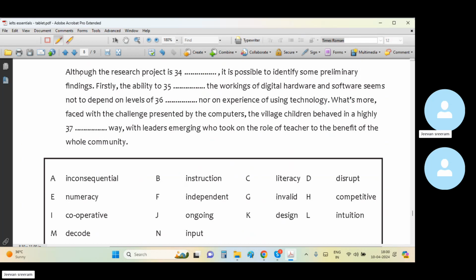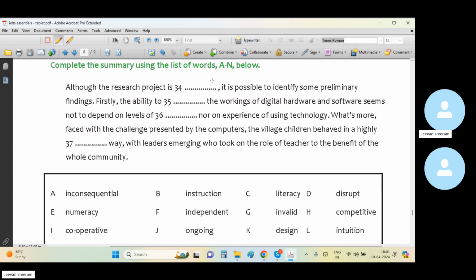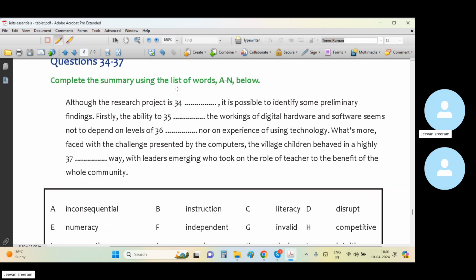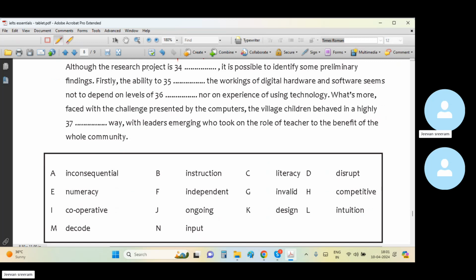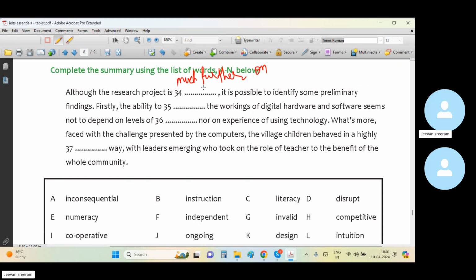Because after doing this, I watched what you've shown. It is not directly given, it is also our own assumption. Right. So although the research project is, which word is really better? As per the passage, the project is much further on. The word you can come up with from the passage is much further on, which gives a similar sense: ongoing. J. You have to write the letter, not the word, in the blank.